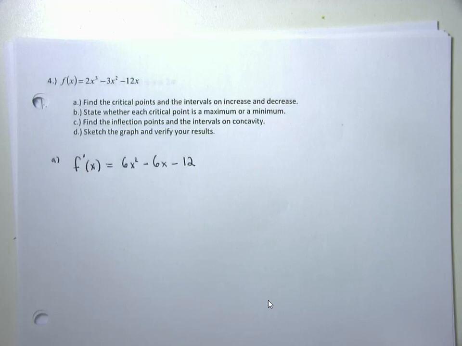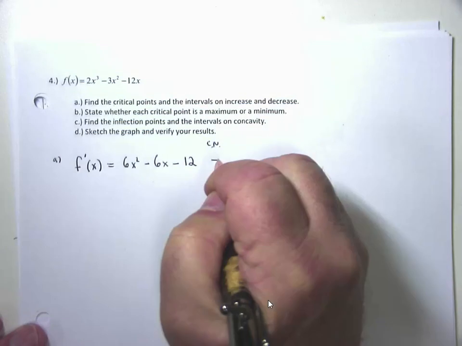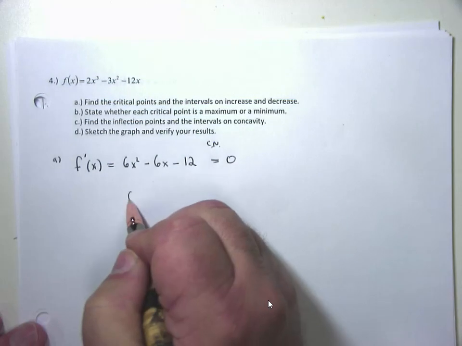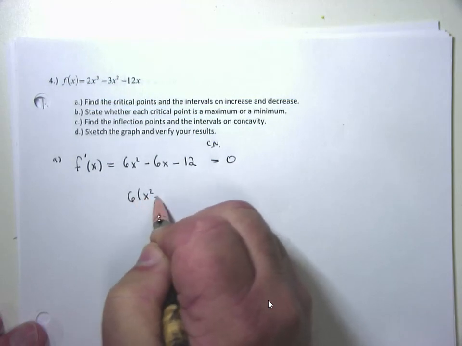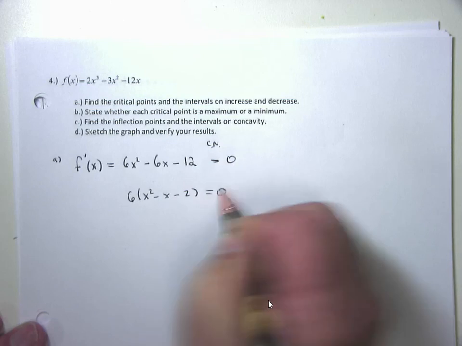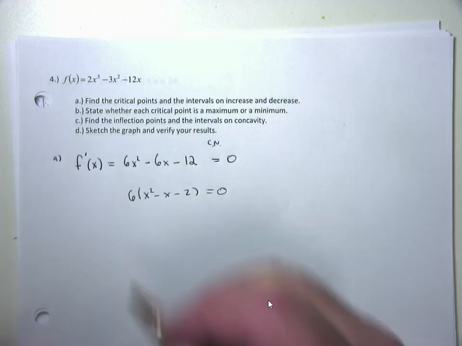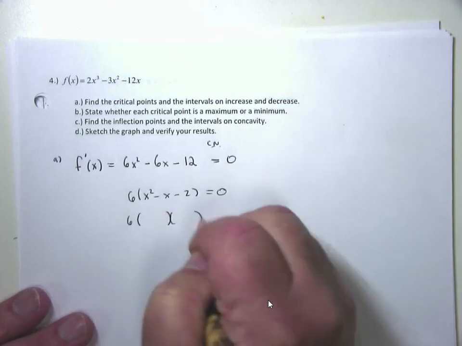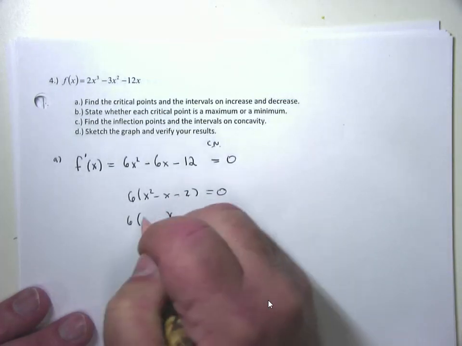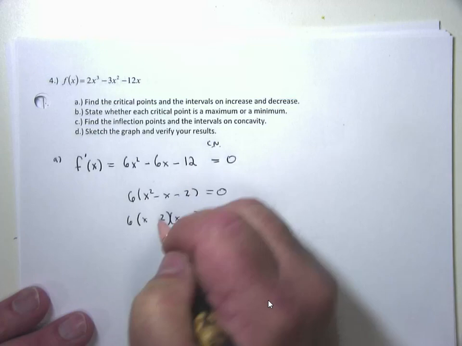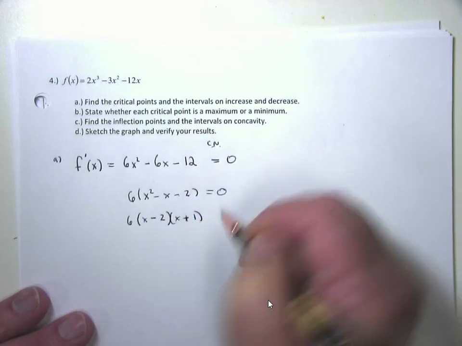To find a CN, a critical number, we're going to take the derivative, set it equal to 0, and solve. Now to solve this, I can factor out a 6. That leaves me with x squared minus x minus 2 equals 0. And because I made up this problem, it's going to factor nicely. Let's take a look at it. What times what is 2 that differs by 1? Pretty much 2 and 1. And because the middle term is minus, I've got opposite signs: the 2 is going to be a minus, the 1 is going to be a plus.